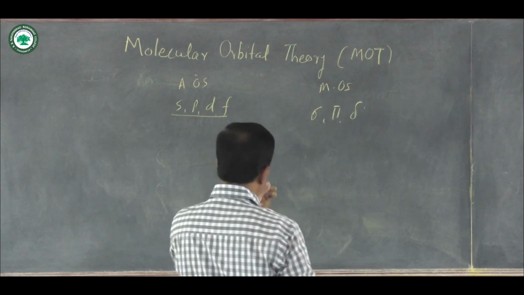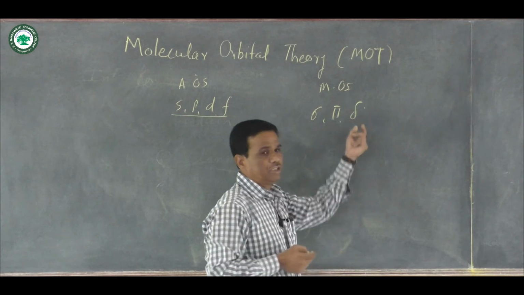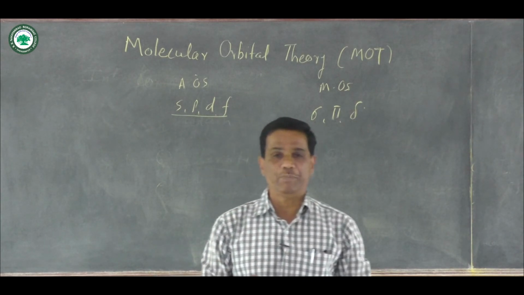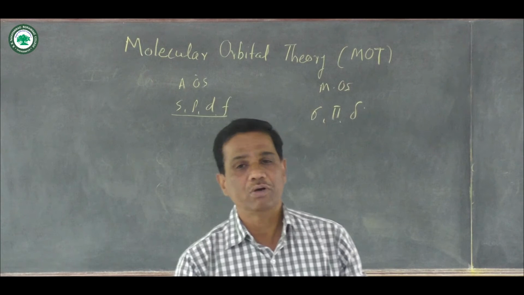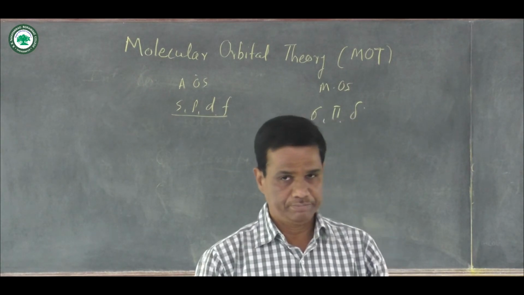Here delta bonding molecular orbitals are formed when there is a d, pi type overlap, or when d orbitals overlap.